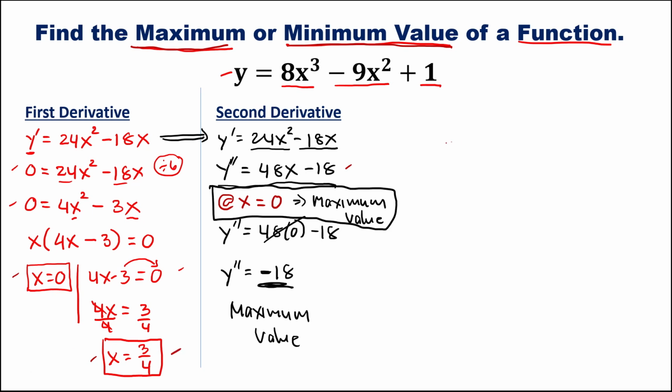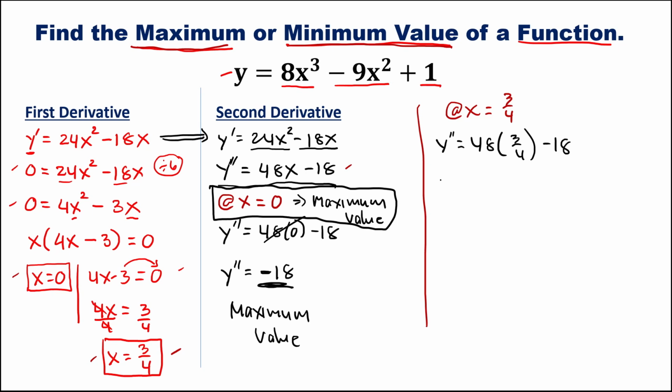Then for the second value for x, at x equals positive 3 over 4. So again, from the second derivative, this becomes 48 times x, x is 3 over 4, then minus 18. Then to simplify, this 48 divided by 4 is 12. And 12 times 3, that's 36 minus 18. So the second derivative is equal to positive 18.